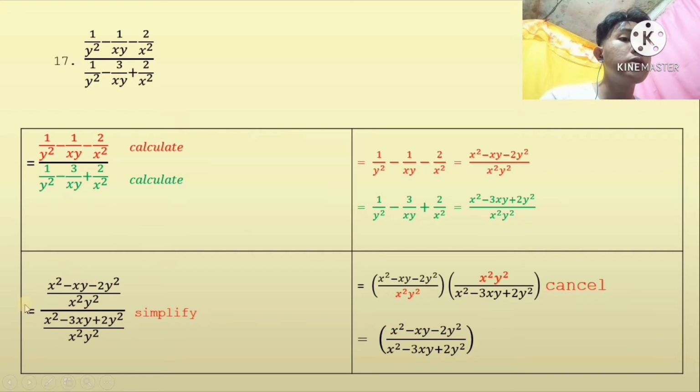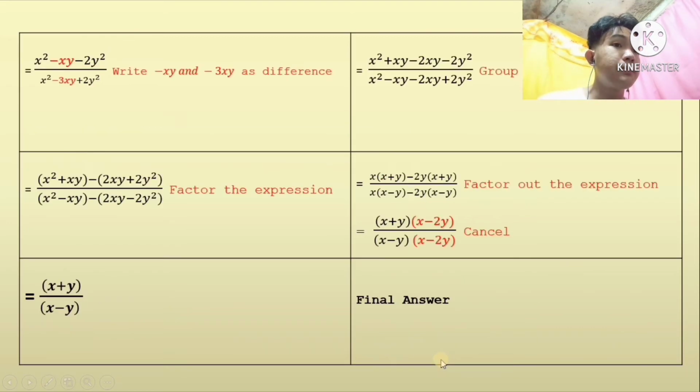So, simplify. So, cross multiply again. Our equation will be x squared minus xy minus 2y squared over x squared y squared times x squared y squared over x squared minus 3xy plus 2y squared. So if we multiply this, so cancel x squared y squared in the denominator and x squared y squared in the numerator. So the one will be left, or our equation will be x squared minus xy minus 2y squared over x squared minus 3xy plus 2y squared.